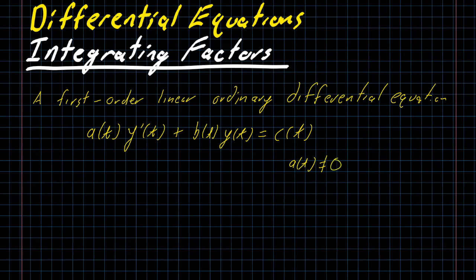So I'm going to specifically require that a of t is non-zero. If a of t is zero, then we have an algebraic equation on our hands. We can just rearrange and solve for y of t, and we don't have to do any differential equations at all. And again, b of t and c of t are not always zero. If b of t or c of t was always zero, then this would become a separable differential equation and we wouldn't need anything more challenging.